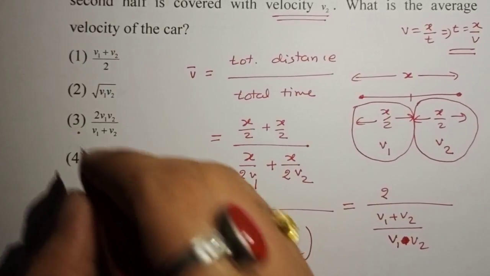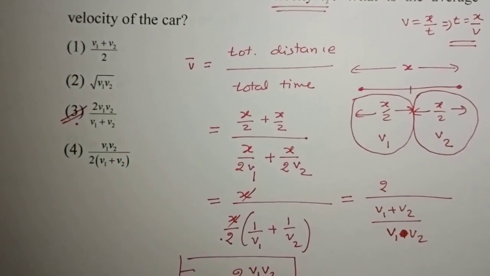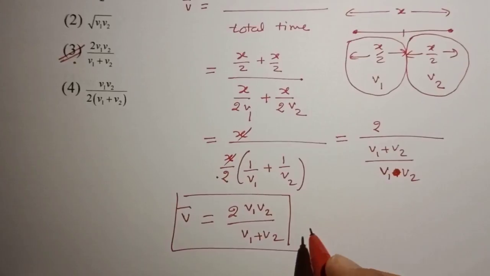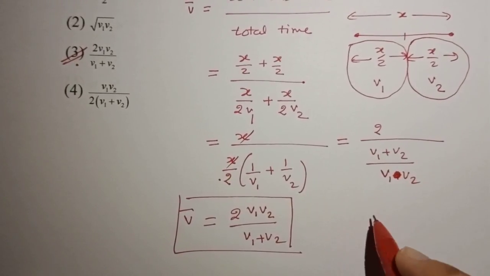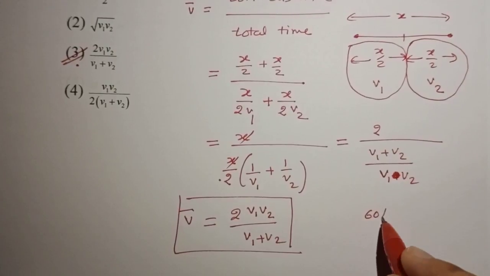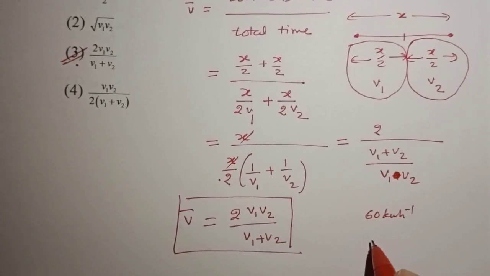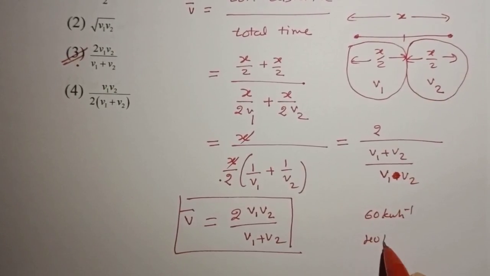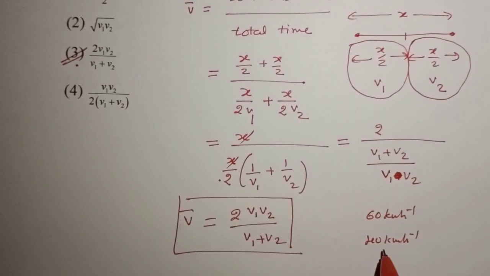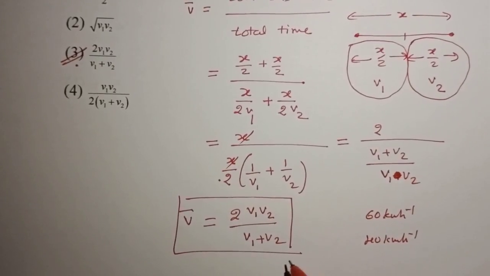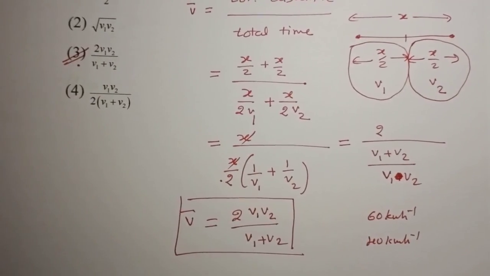So this is the correct answer. Now in the examination, they will directly give, for example: for the first half of the distance the car travels with a speed of 60 km per hour, and for the next half with a speed of 40 km per hour. What is the average speed? Directly in the place of v1 you put 60, in the place of v2 you put 40, and you will get the answer. This can be used as a shortcut also.